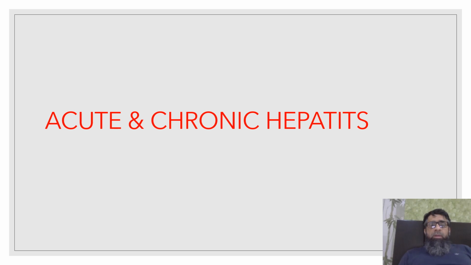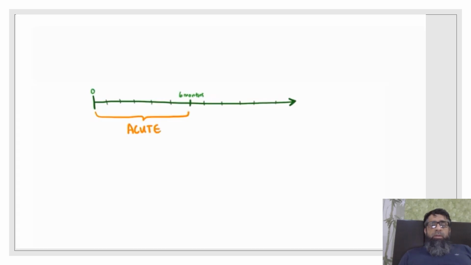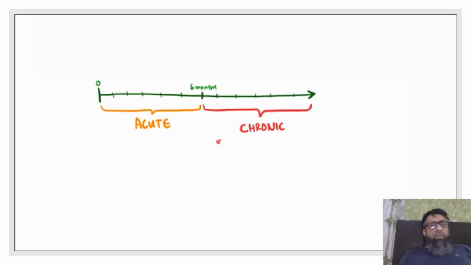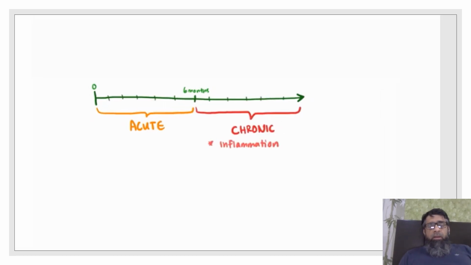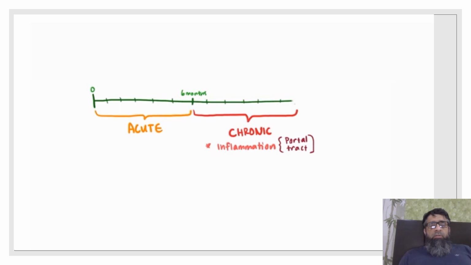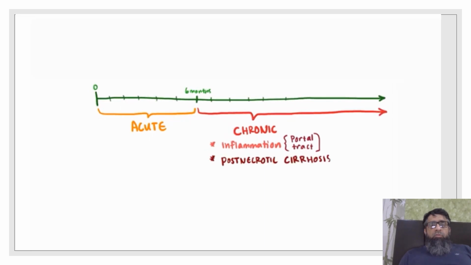Acute and chronic hepatitis. What is acute and what is chronic hepatitis? If liver inflammation lasts up to 6 months, this is called acute. And what is more than 6 months is called chronic. So there is continuing inflammation of the portal tract. So post-hepatic or post-necrotic cirrhosis occurs.